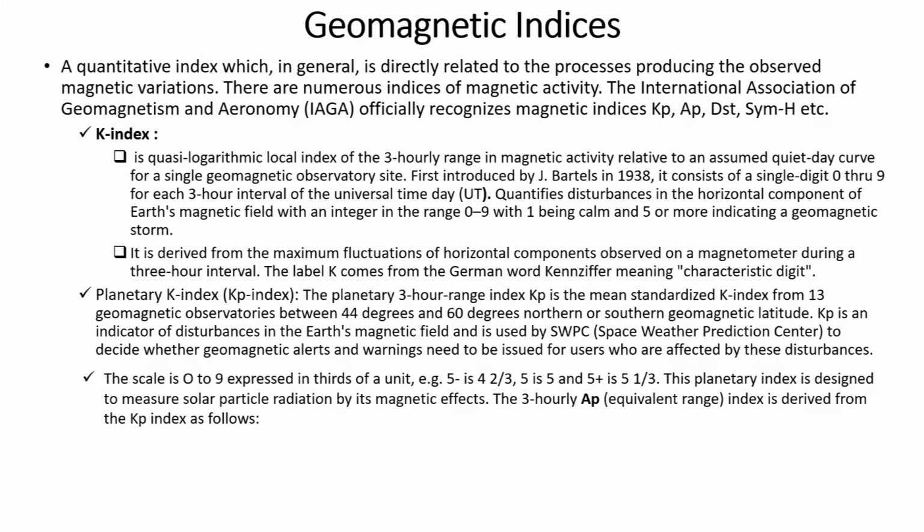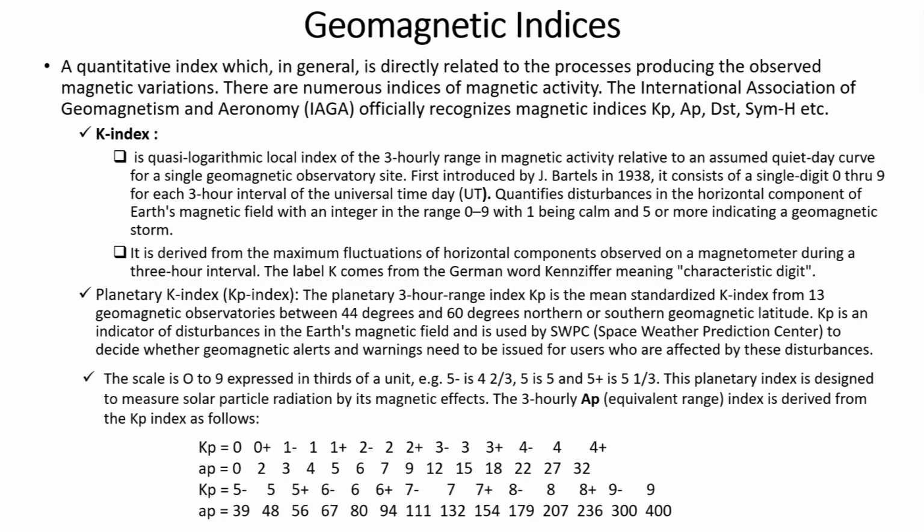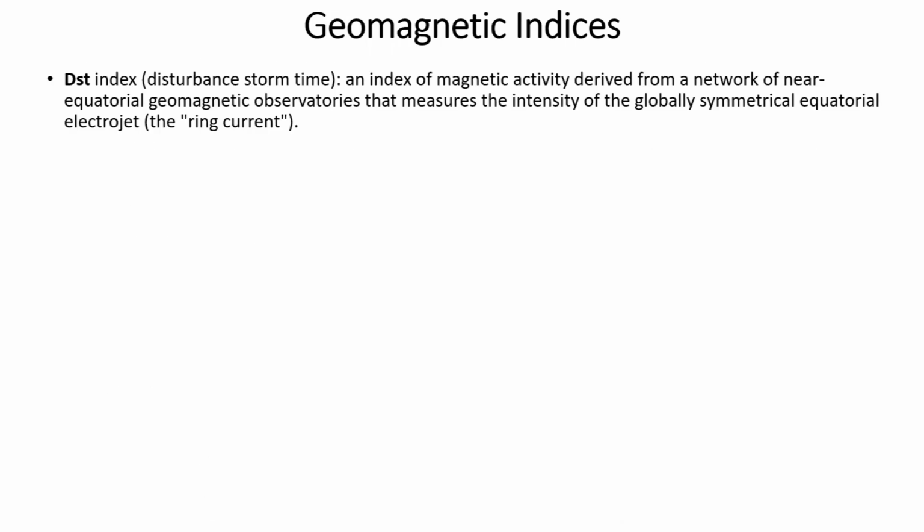This planetary index is designed to measure the solar particle radiation by its magnetic effects. The 3-hourly Ap index is derived from the Kp index as follows. So, this shows how the Ap index is derived from the Kp index. And another index is called the Dst index. This is the disturbance storm time.